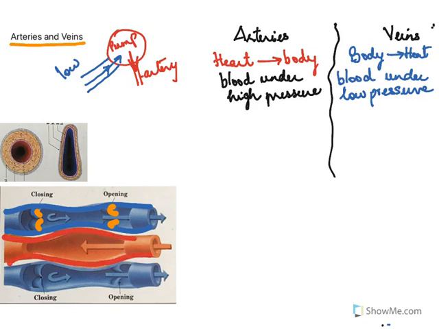Why? The blood flowing through the artery is under high pressure. And because it is under high pressure, there is no possibility of the backward flow of blood. The blood will never flow backward, because it is being pushed forward all the time. So here, backward flow of blood is not possible.